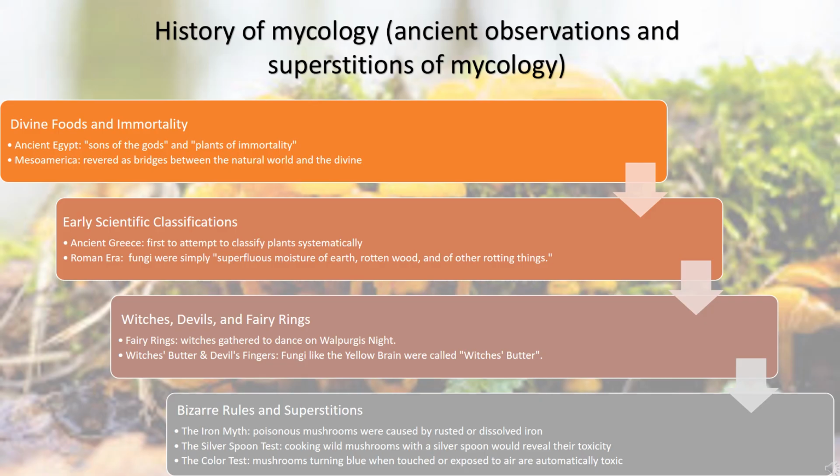The silver spoon test. A long-standing superstition held that cooking wild mushrooms with a silver spoon would reveal their toxicity. If the silver turned black, the mushroom was deadly. The color test. A surviving, dangerous misconception is that mushrooms turning blue when touched or exposed to air are automatically toxic. While some poisonous mushrooms bruise blue, many edible, sought-after species, like the Boletus edulis family, also bruise blue.